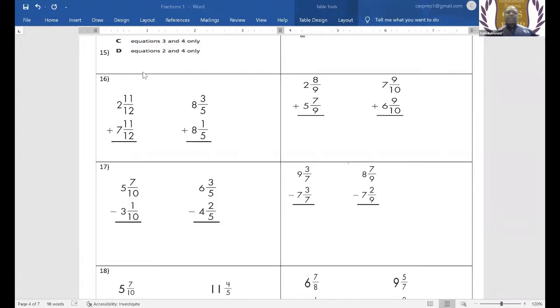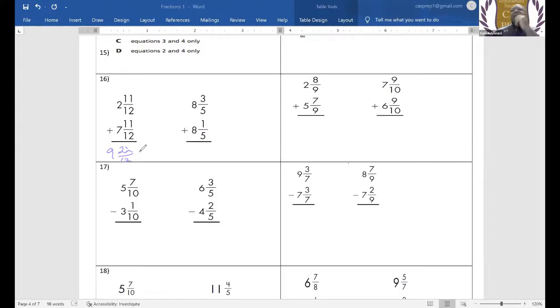All right, so let's take a look at 16. In 16, we have 2 and 11/12 plus 7 and 11/12. Again, this goes back to our denominators being the same. So we know we'll just need to add the numerators together, and then we can also add the whole numbers together. This is going to leave us with 7 and 2 is 9. And then we'll have 11 and 11. So voila, look at that. This is exactly what you were talking about, Justin. We have 9 and 22 over 12.